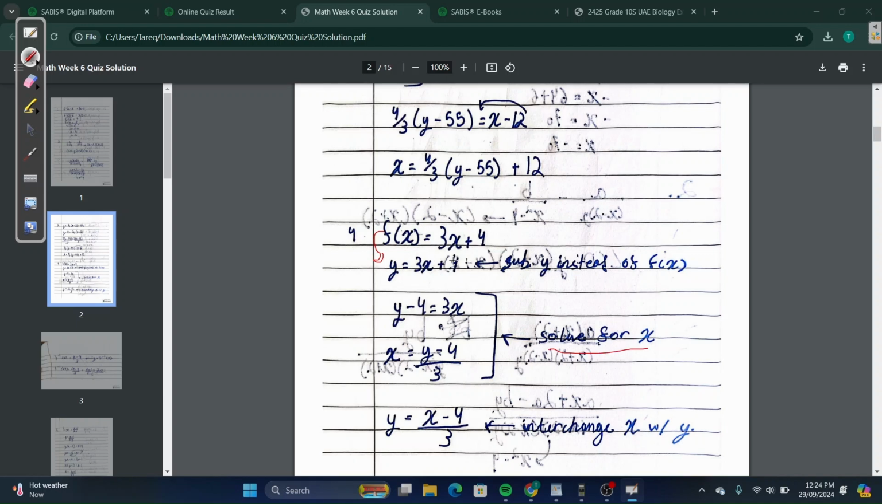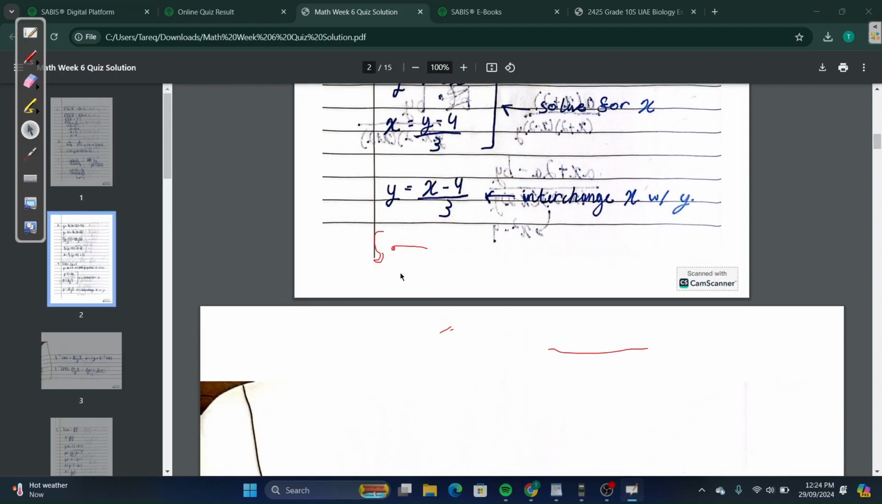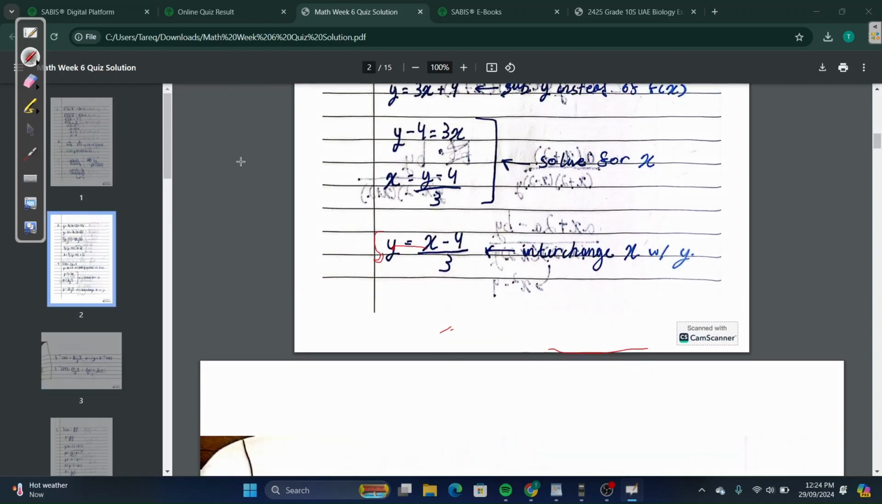So here, this one's simple. Take 4 to the other side. y minus 4 equals 3x. You're gonna want to divide by 3 here, by 3 here. The 3 cancels with the 3 in the numerator. So x equals y minus 4 over 3. Now, what you're gonna want to do next is interchange x with y. What do I mean by interchange? I mean swap. So your x becomes your y and your y becomes your x.